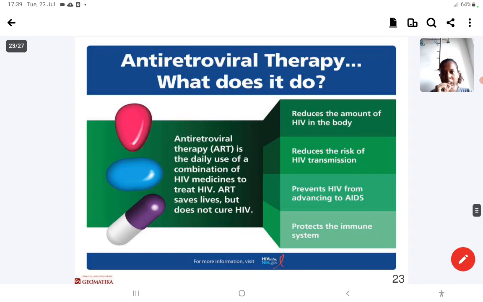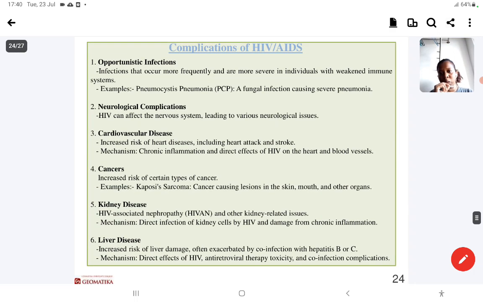Okay, this one is the antiretroviral therapy. What does it do? Antiretroviral therapy, ART, is the daily use of a combination of HIV medication to treat HIV. ART saves lives but does not cure HIV. It also reduces the amount of HIV in the body, reduces the risk of HIV transmission, prevents HIV from advancing to AIDS, and protects the immune system. Okay, next we move to the next slide.